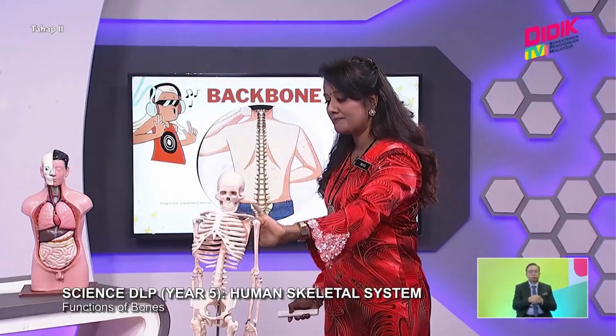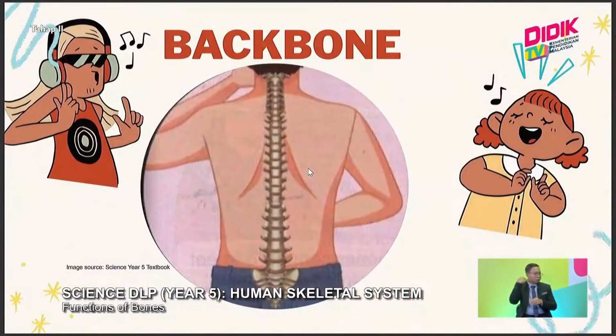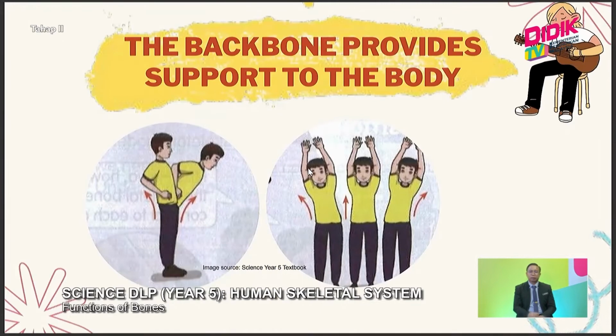Next is the backbone. Can you see the backbone? It's slightly bent. Exactly. Our backbone provides support to our body. That's why we can stand here, and we can move sideways, front, back, everything because of the backbone. So it really gives support to our body.